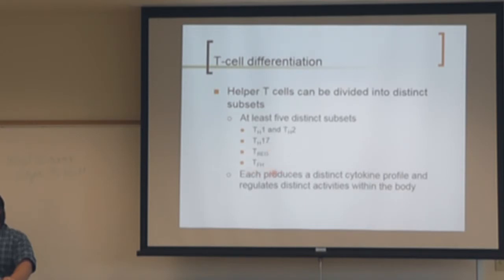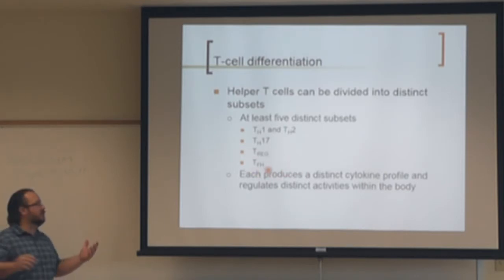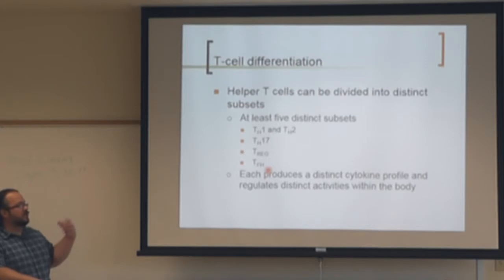And then we have these T follicular helper cells. And these are a subset of T cells that were recently discovered that help to induce B cell responses in the follicles, lymph nodes, and the secondary lymphoid organs. So these are important in B cell help.